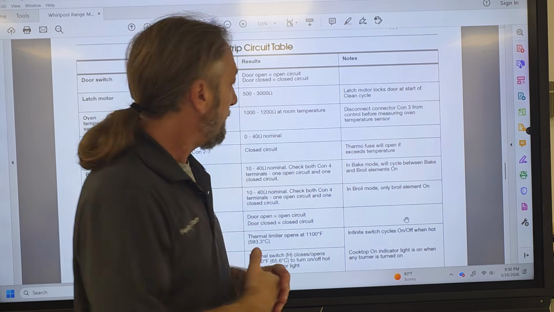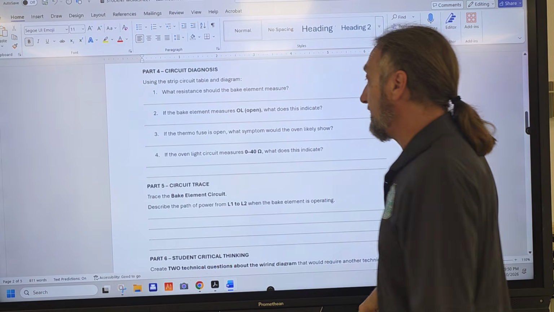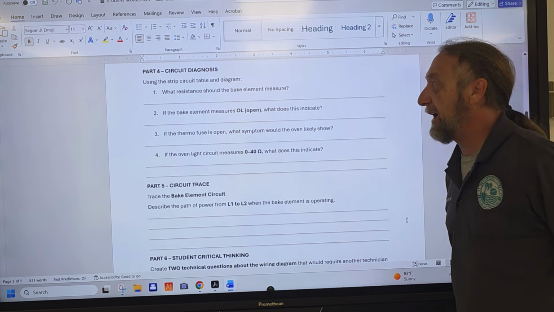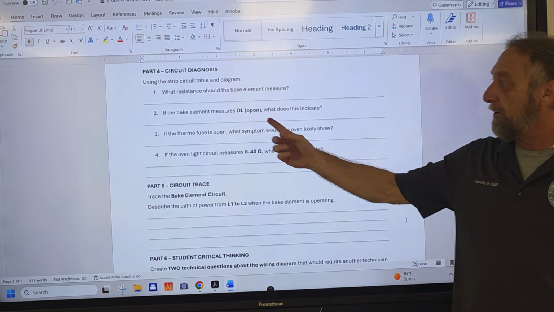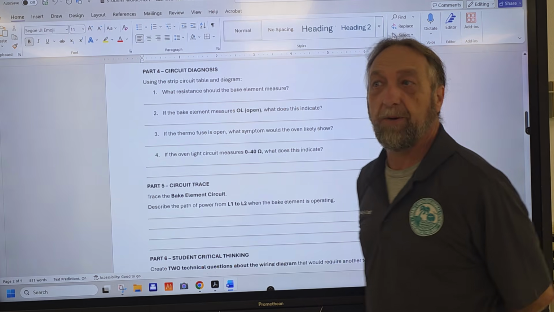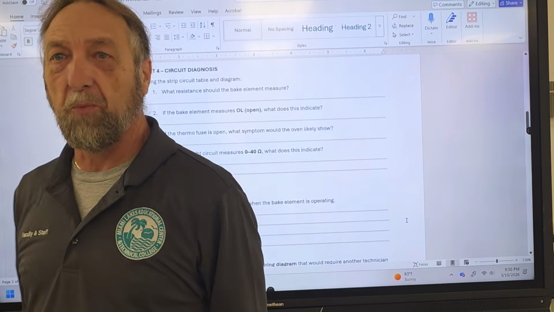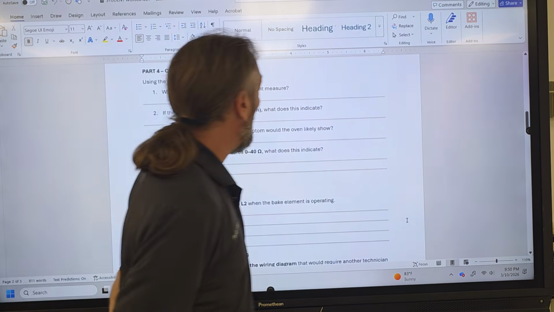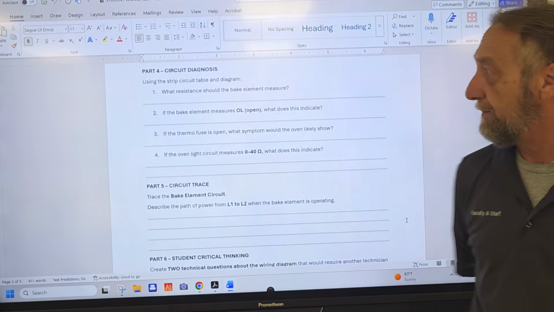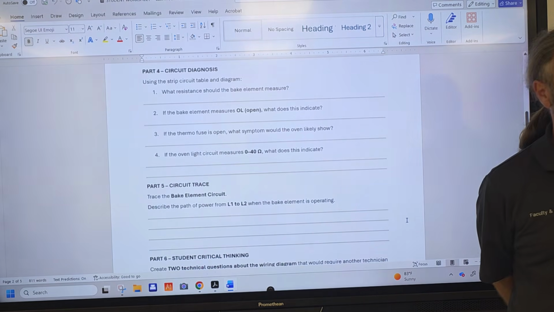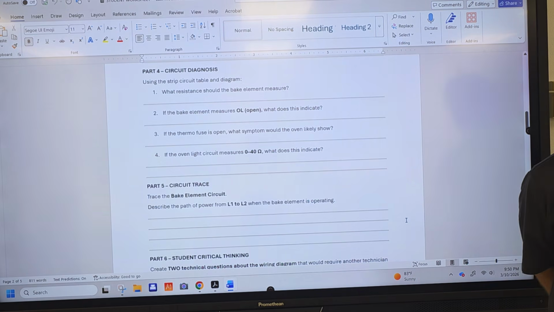Okay, so next question. If the bake element is OL, what does that mean? I don't know why it typed the word open, but that just means that the element's bad. Okay, we're supposed to read 30 ohms, and then it's supposed to be 30 ohms. If the thermal fuse is open, what symptom would the oven likely show? System shuts down until temperature normalizes.